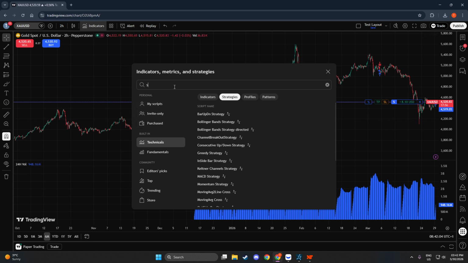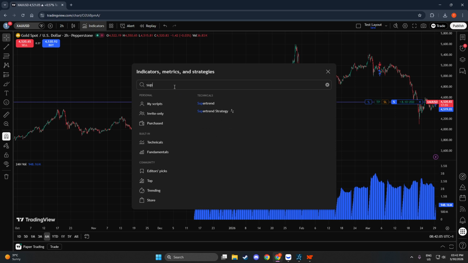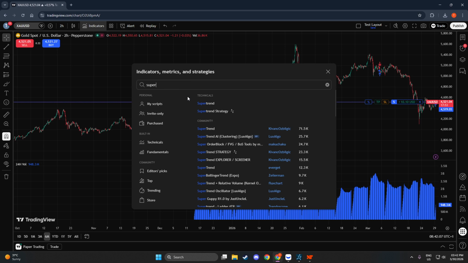Several results may appear, but the one you want is the Supertrend that's published by TradingView. That version is stable, widely used, and integrates cleanly with the platform's default settings. Select the Supertrend indicator. The moment you add it, a colored line will overlay your price chart.